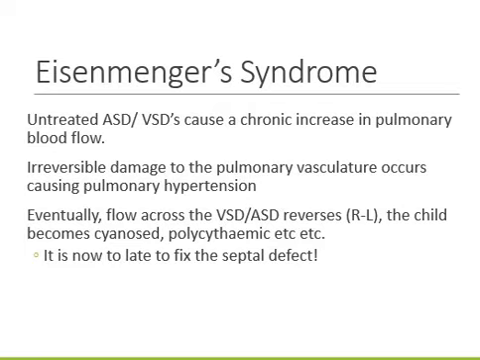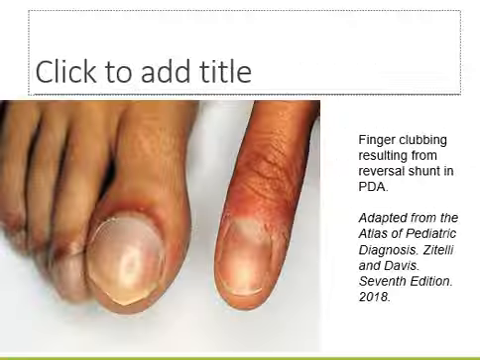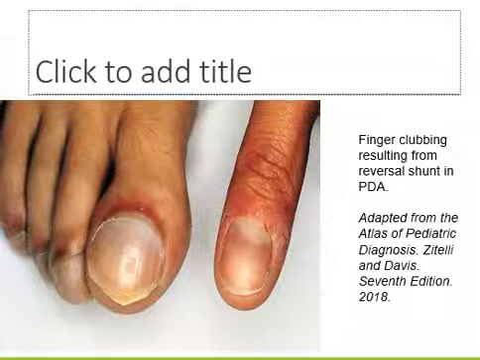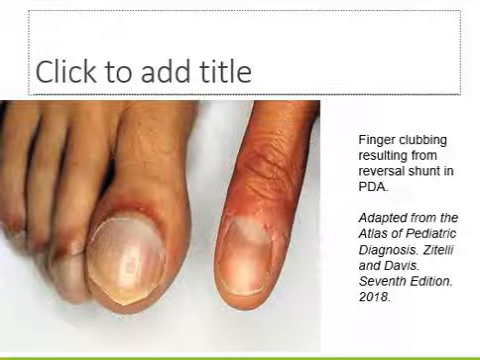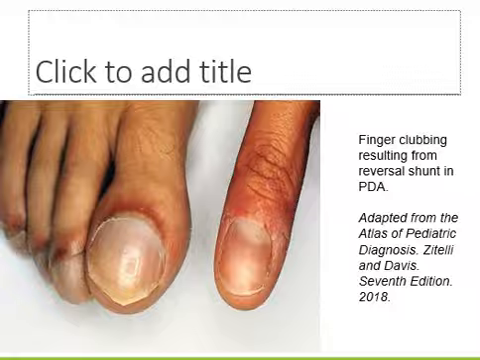They will have all these other symptoms like polycythemia, etc. And it's now too late to fix the septal defect. You cannot treat Eisenmenger syndrome surgically because it's basically too late. The only thing you can do is supportive management. So this is just a picture showing finger clubbing resulting from reversal of shunt in PDA.